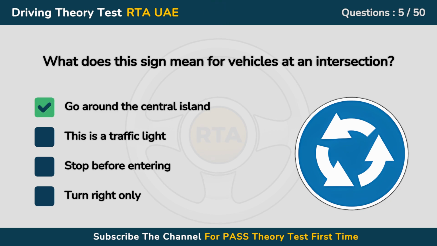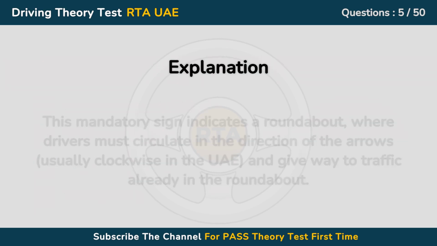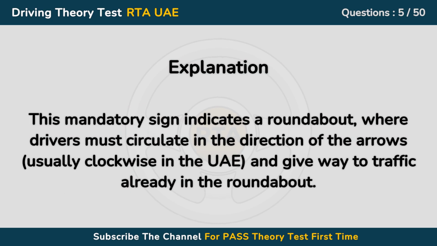Answer is A. Go around the central island. This mandatory sign indicates a roundabout, where drivers must circulate in the direction of the arrows, usually clockwise, and give way to traffic already in the roundabout.